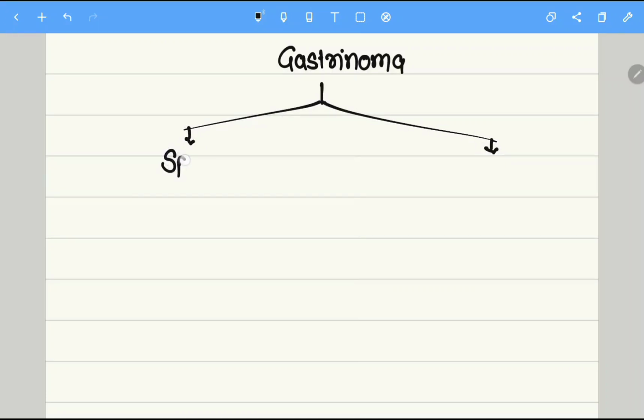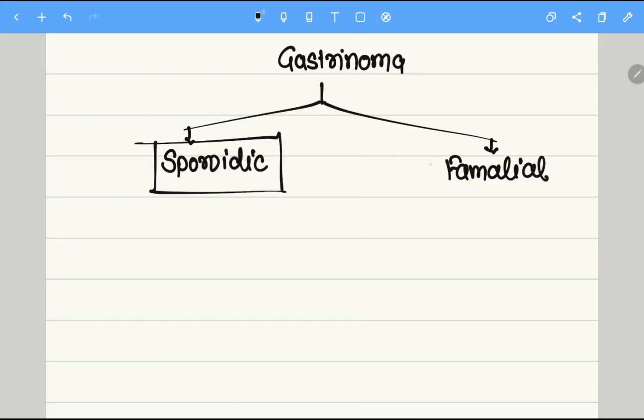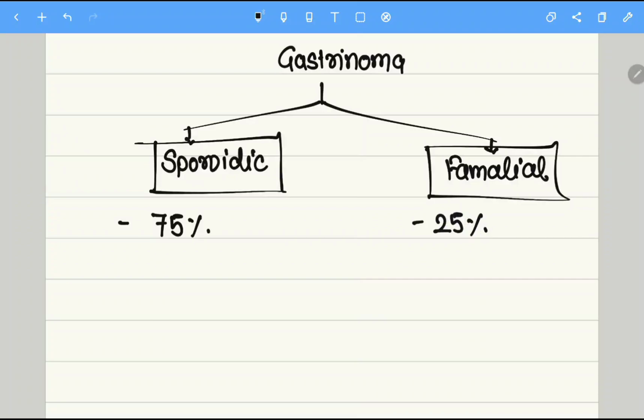Yes, sporadic and familial. It's sporadic gastrinoma and familial gastrinoma. What are the differences? As we previously read, the incidence of sporadic is 75% and familial is 25%. As we previously talked about, it's more common in men.